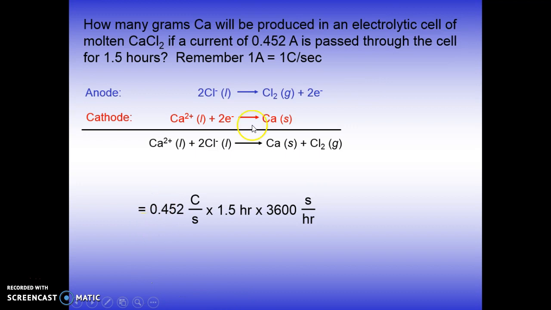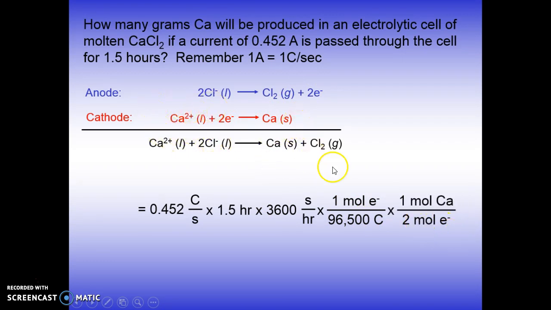All right, so here's our amperage. Amperage is coulombs per second, so I'm just going to start off right away with coulombs per second. We're doing it over the course of an hour and a half, so times 1.5 hours, and then 3,600 seconds per hour to get rid of all the time. That gets us into a certain amount of coulombs. We know that for every 96,500 coulombs, we have 1 mole of electrons. But notice up here, there's 2 moles of electrons involved. So 2 moles of electrons per 1 mole of calcium.